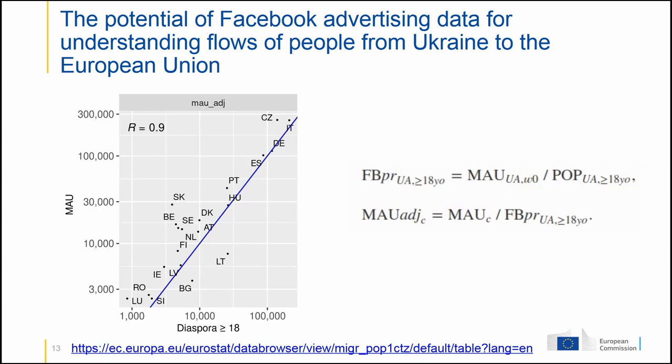And we use this factor to adjust each of the monthly active users estimates that we get from the advertising platform. And at the end of the day, what we did was a simple correlation test to see if the two data sets, let's say, were somehow comparable. And it seems to be the case. Here we are using data from Eurostat about the number of people with Ukrainian citizenship in the various member states under the age of 18 years old, because this was also possible to do with the Eurostat data.